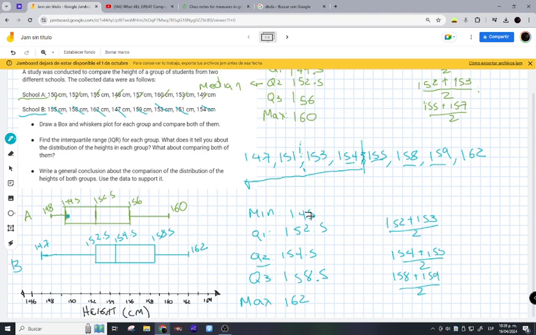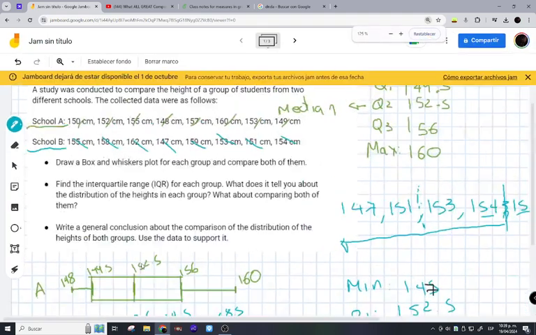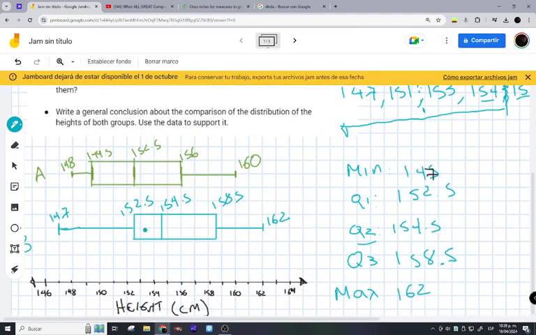So now we can start our comparison of these two groups of people. Just from the graph, you can see that school B is way more spread, because both have the same amount of people, but the range of school B, which is the maximum minus the minimum, is longer, is wider, is greater than the other one. You can see it with the graph, and if you find the ranges numerically, you will also appreciate it.